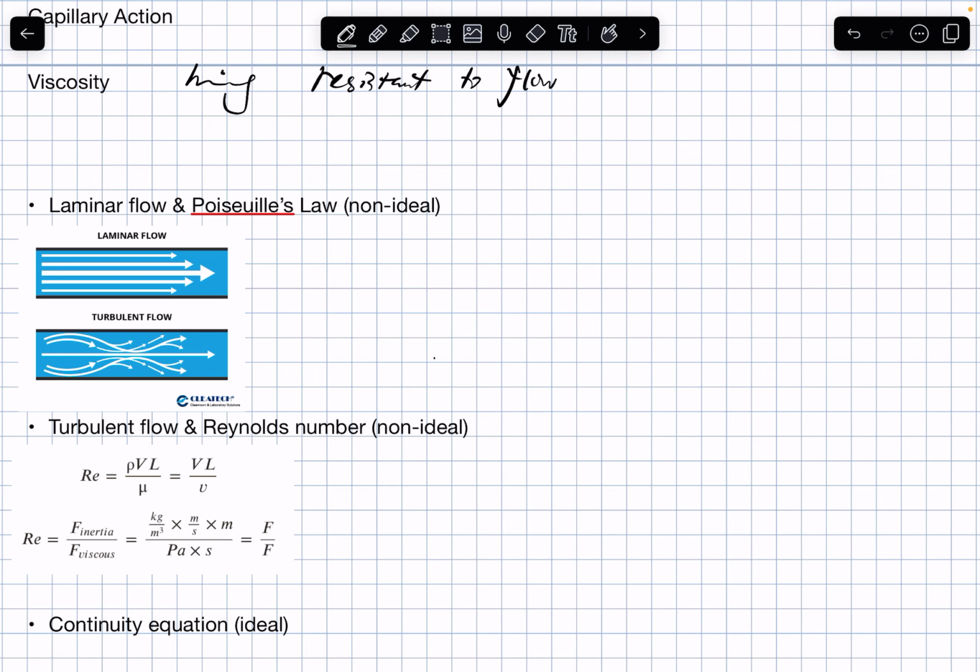And what is causing this resistance, or in other words, what is causing the viscosity, right? It's actually friction. Okay, so friction is a non-conservative force that is dependent on the path, right? So this friction between different layers of the fluids is really causing the viscosity, okay? It's slowing down the movement.